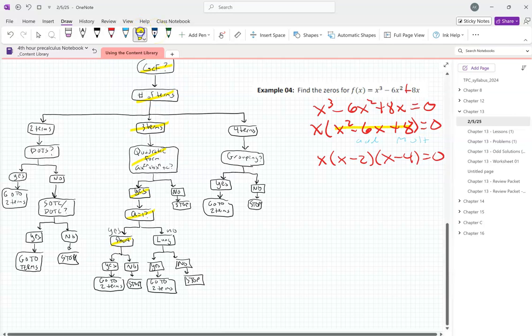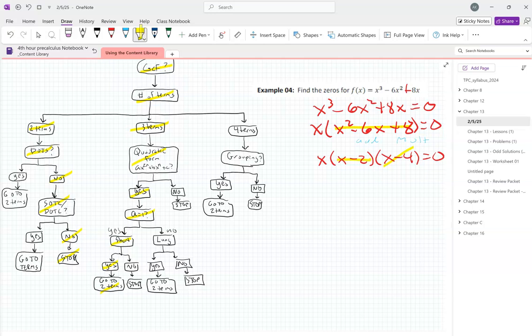Now, so we did that. Now we have to go to the 2 terms. So I'm looking at x minus 2. Is that a difference of 2 squares? No. Why not? Because it's just x to the first, right? It's not something squared. Okay, is it a sum or difference of 2 cubes? No, because it's just x to the first. It's not something cubed. So we can stop.